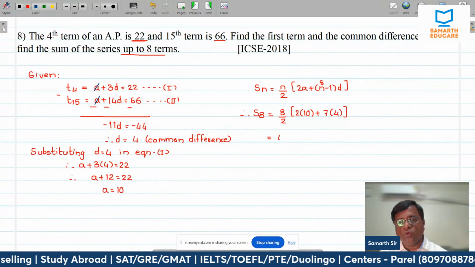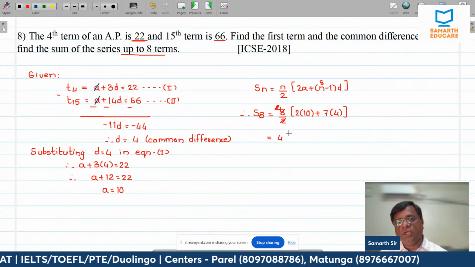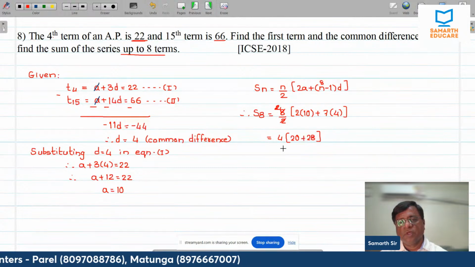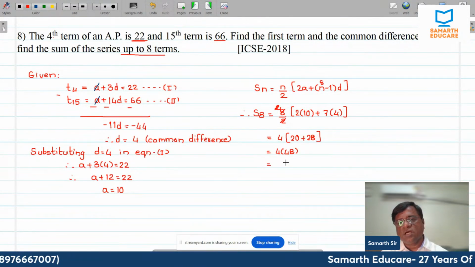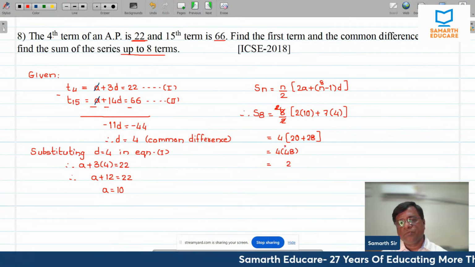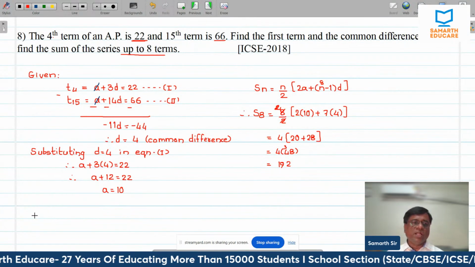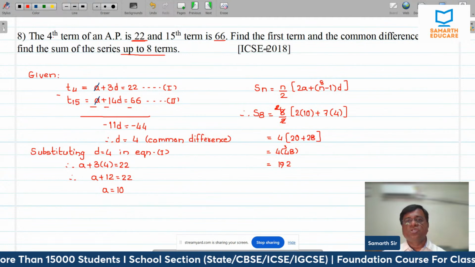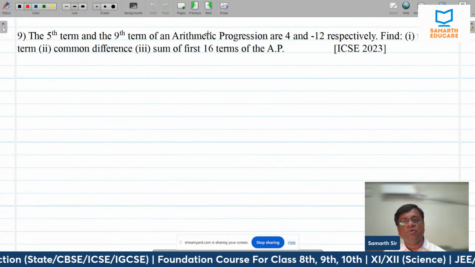So 8 upon 2 is 4 into 20 plus 28. So this is 4 into 48. 4 8s are 32. So the total is 192. So what you're supposed to do here is you are supposed to write the final answer. Now as usual, you have to write the first term, नीचे लिखो, common difference लिखो, और S8 का वैल्यू लिखना है आपको.